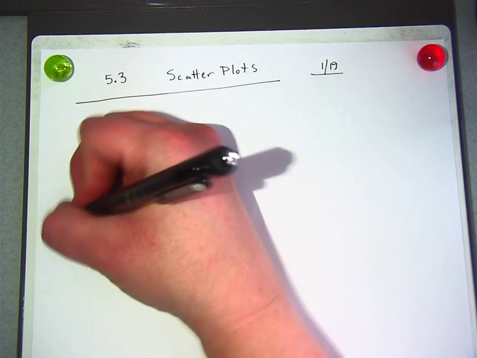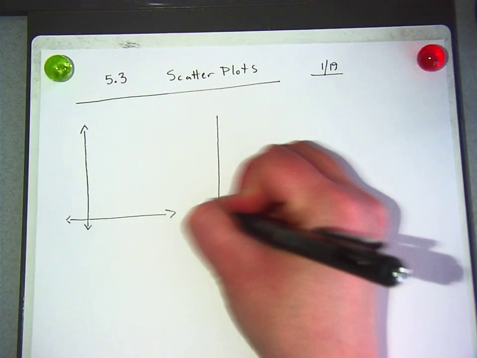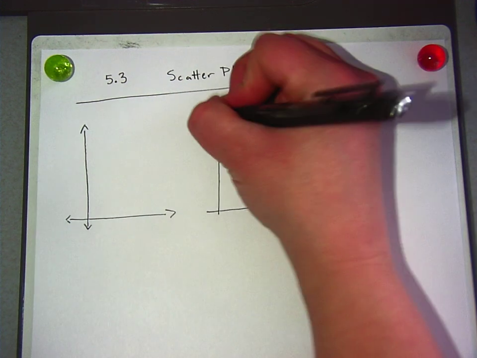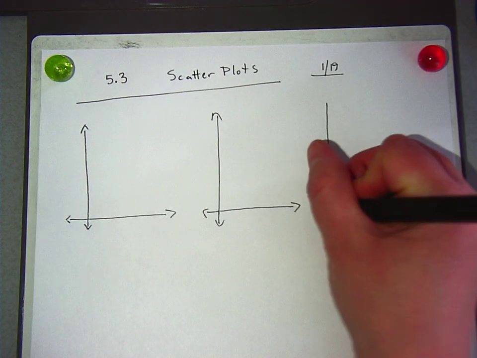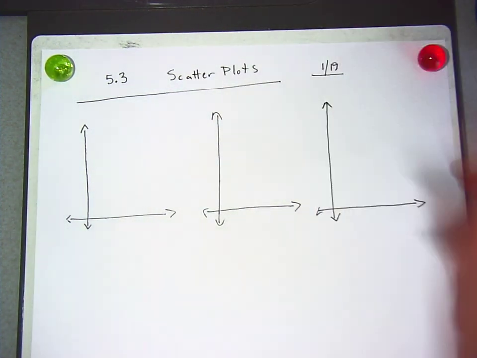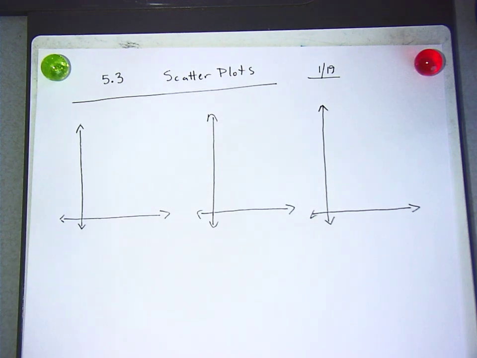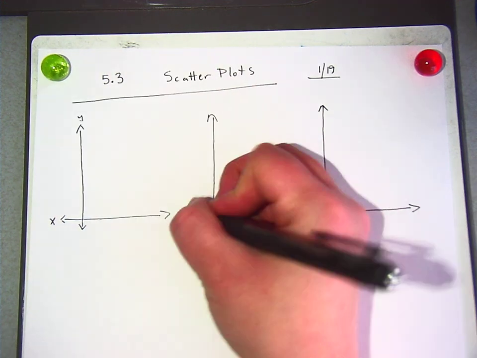I want you to draw for me three graphs. They're just sketches. We're making that first quadrant really big because we're going to be graphing positive data. So they kind of look like L's. Make sure you mark X and Y on each one.